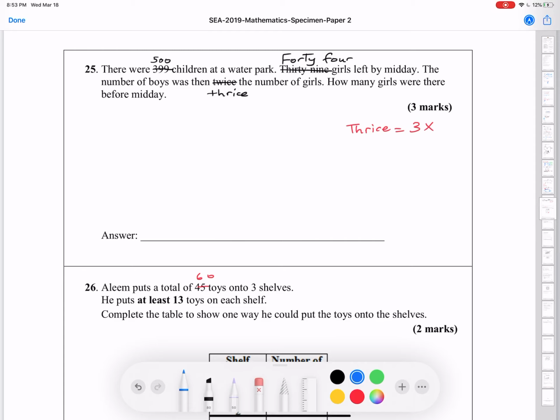There were 500 children at a water park. Can you see the 500 children? Can you hear the noise? Yes, you can, because this is just life. 44 girls left by midday. Is that reasonable? Can you see the 44 girls leaving by midday?